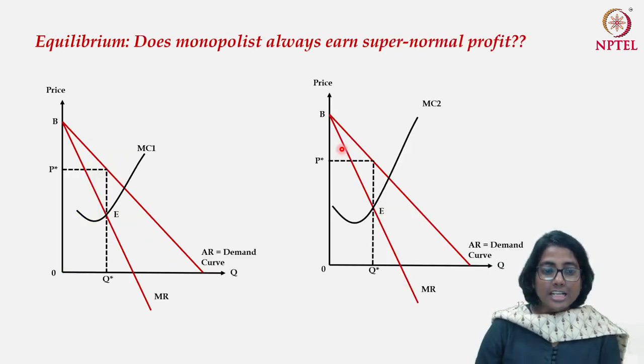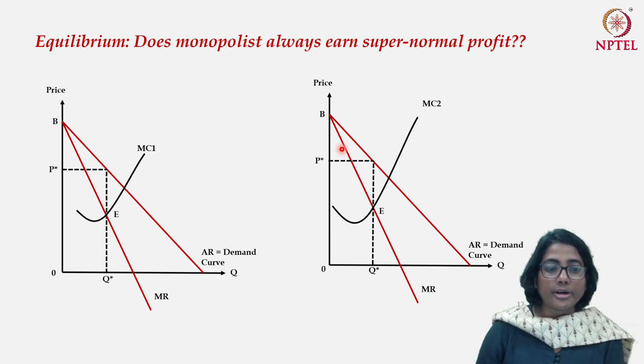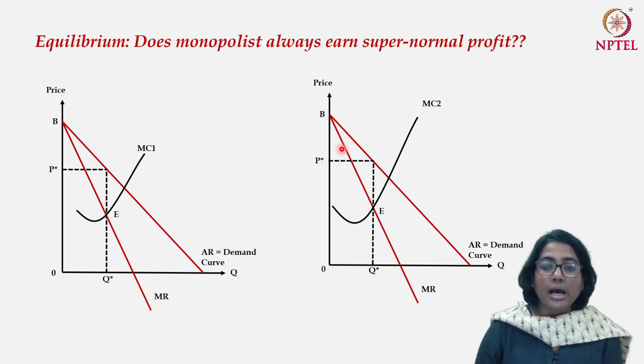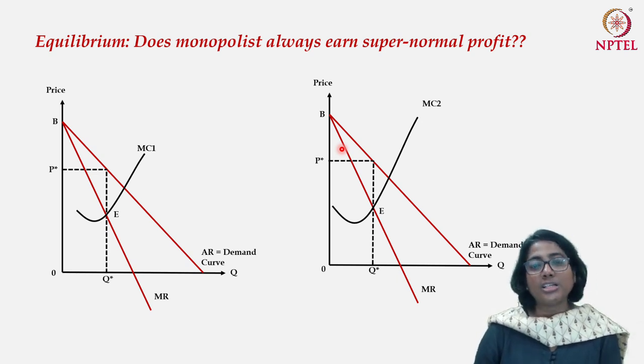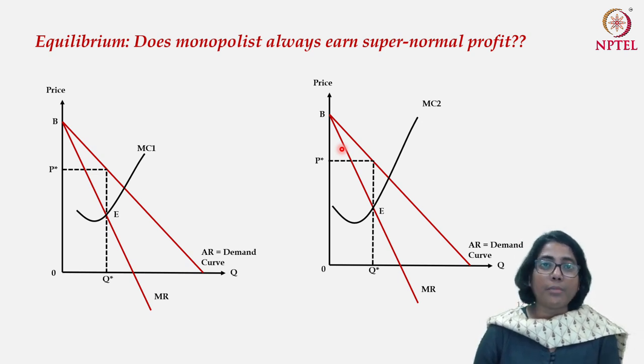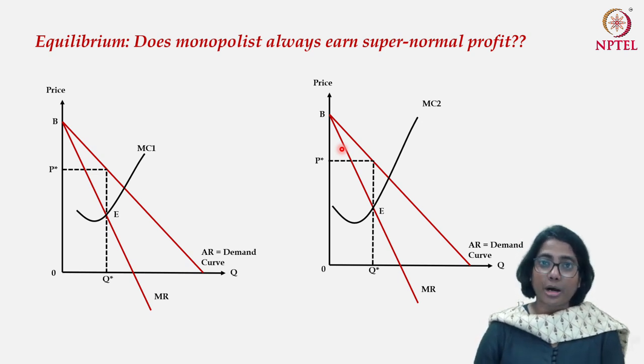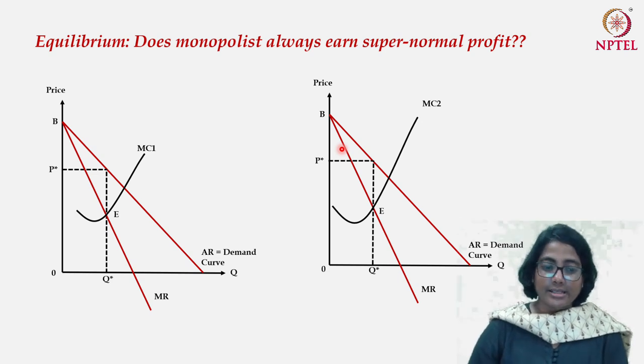The last point that we have to make in the context of the monopolist is that it's not always the case that the monopolist will earn a supernormal profit, although they can charge a price which is higher than the marginal revenue, or higher than the marginal cost. Why is it the case?